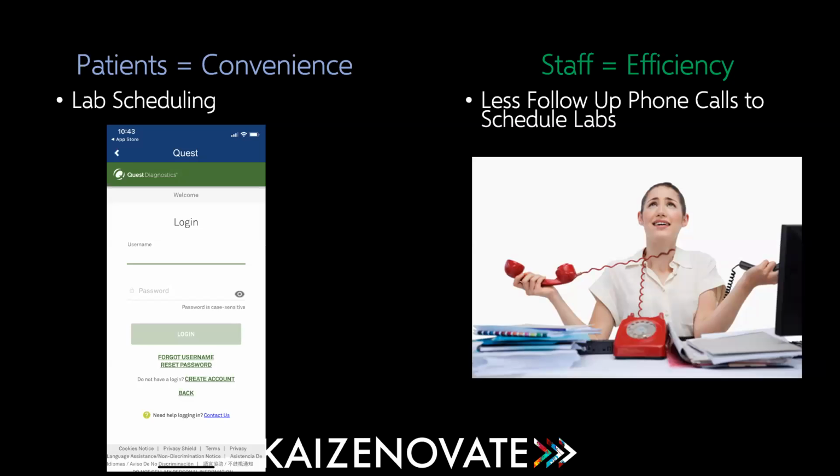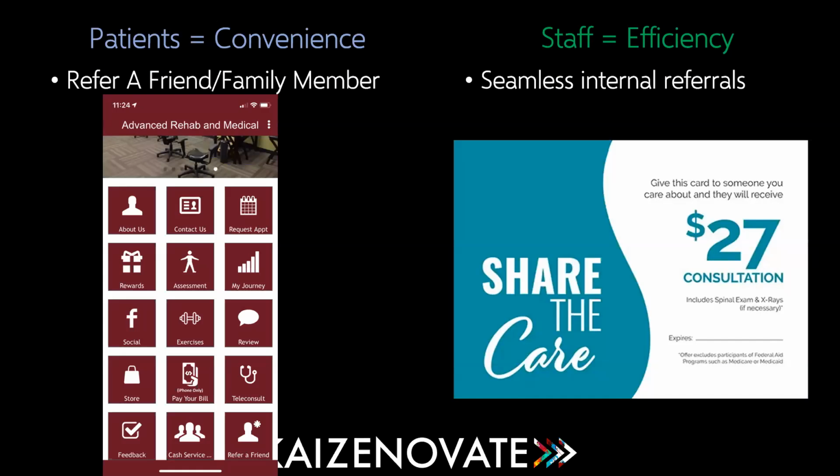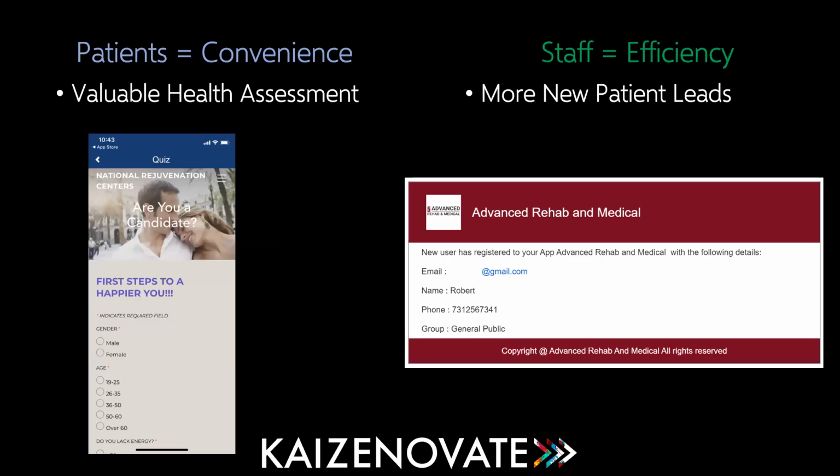They want to schedule labs. We can connect with different types of labs. If you do any functional medicine, we can do that. For staff, less phone calls to schedule. And again, we've talked about the refer a friend, family member. We have very few business cards that we give out. We used to give out consult cards and refer a friend cards, but not anymore. So if anyone wants to refer a friend or family member, just pull up the app on your phone and let's go ahead and make that referral happen right then and there. So there's easy ways to make it efficient for your staff and really convenient for your patients, because patients are looking for convenience, and that meets them where they are.